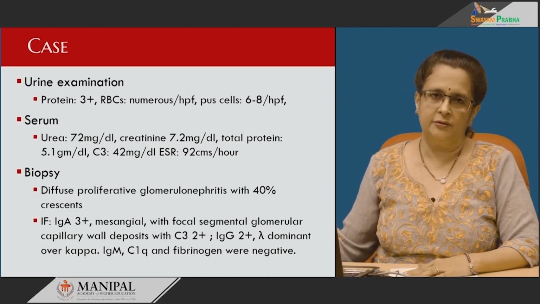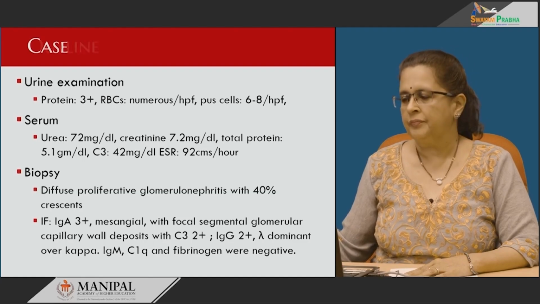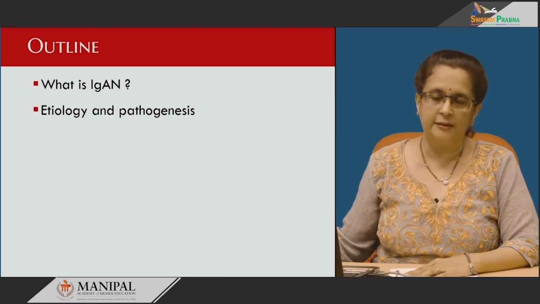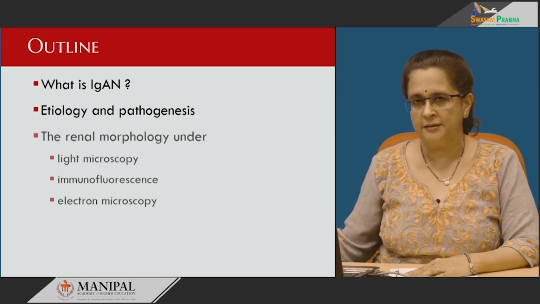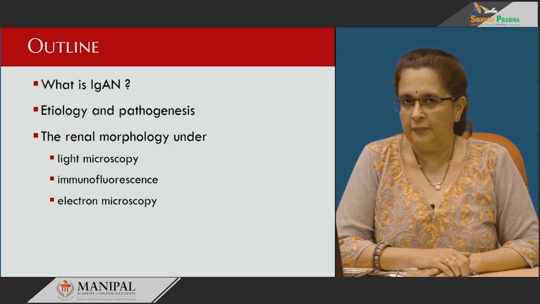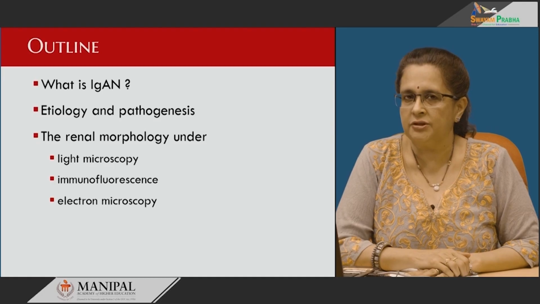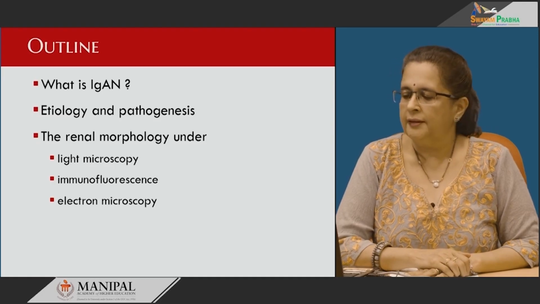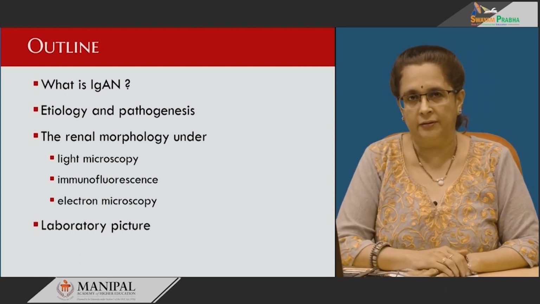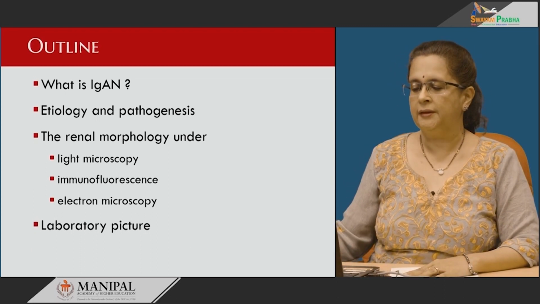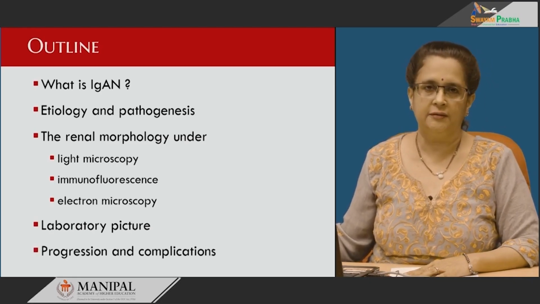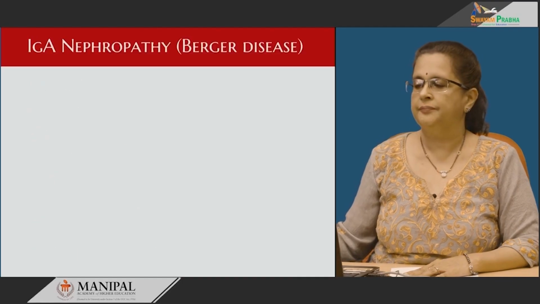So, this was diagnosed to be a case of IgAN. So, what exactly is IgAN? We will study the etiology and pathogenesis of this disease. We will have a look at the renal morphology under the headings of light microscopy, the immunofluorescence picture as well as electron microscopy. Then we will see the clinical features including the laboratory diagnosis of IgA nephropathy and the progression of this disease as well as the complications associated with IgA nephropathy.